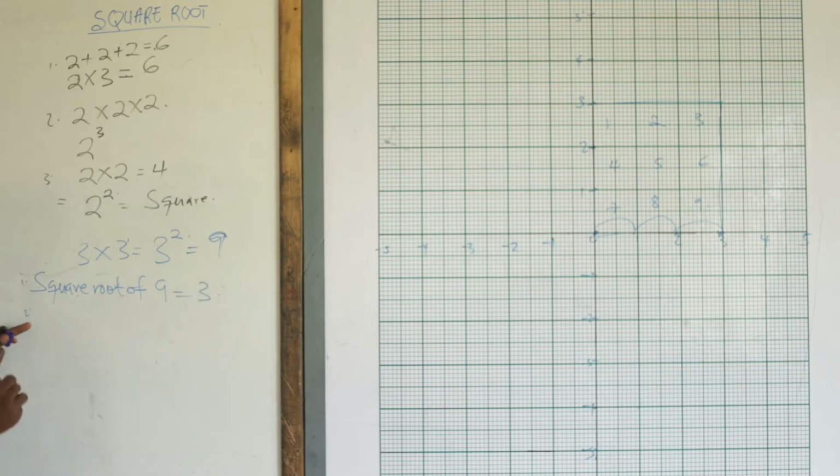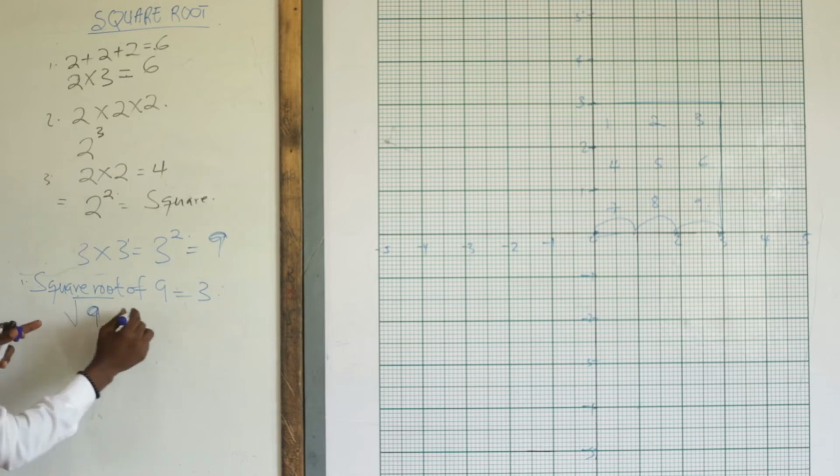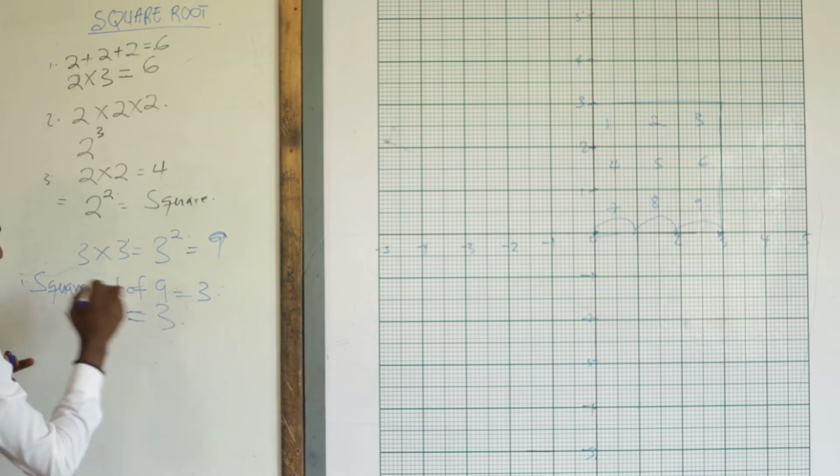Now, we have a symbol for identifying the square root. So this is square root of 9. Whenever you see this, and you see a number under this, it means that you are asked to find the square root of that number, giving us 3.